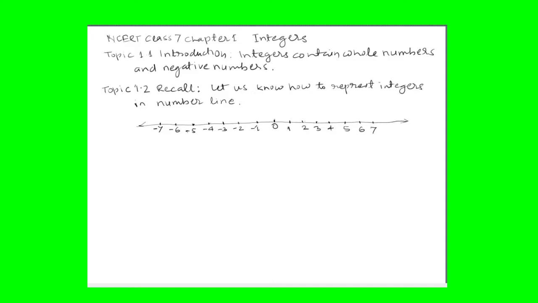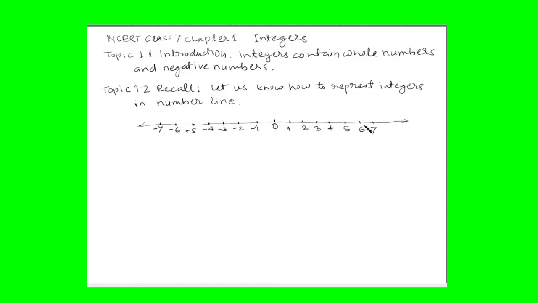So we recall our studies which we have done in earlier classes, that we can represent the integers on a number line. So we have drawn a number line. So this is our number line and this is our point, which we say 0.